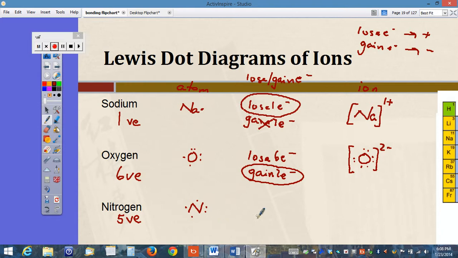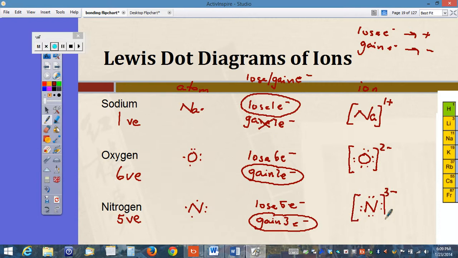So for nitrogen, what will happen? You can either lose the 5 he has, or you can gain 3. But gaining 3 is easier than losing 5. It's a smaller number. So nitrogen is going to have the 5 electrons he had, plus 3, he's going to have 8. First 2 go together, 3, 4, 5, 6, 7, 8. He's gained electrons, he has a negative charge, and he gained 3, so the charge is 3 minus. Put a bracket around it to show that it's an ion.